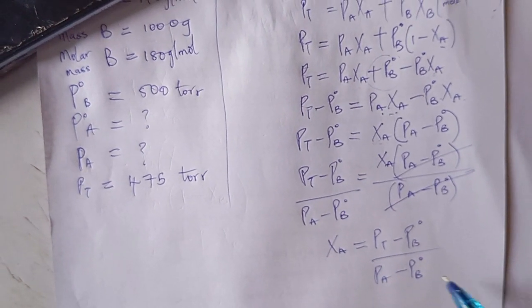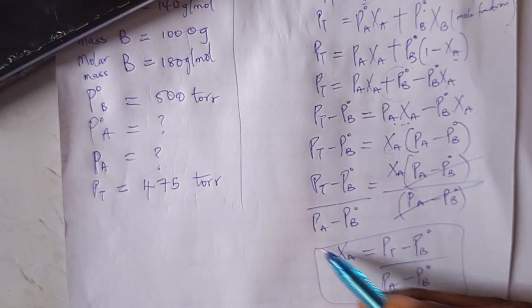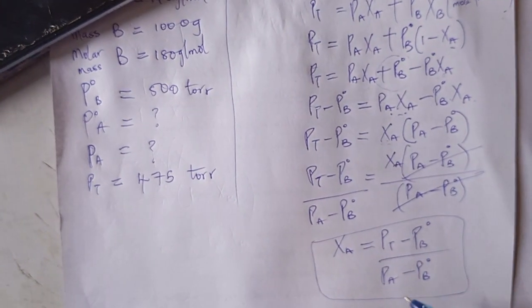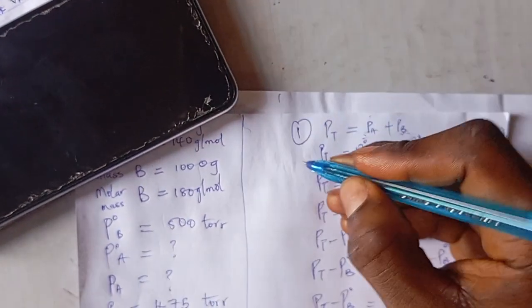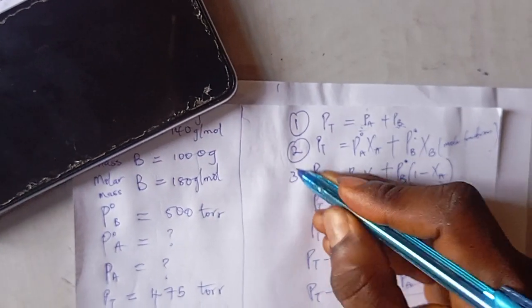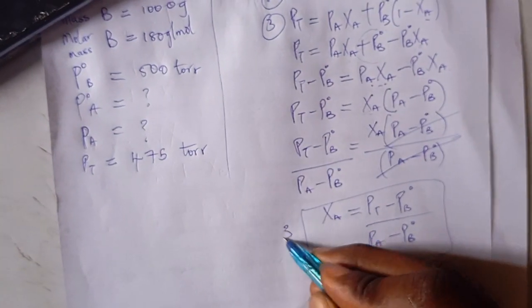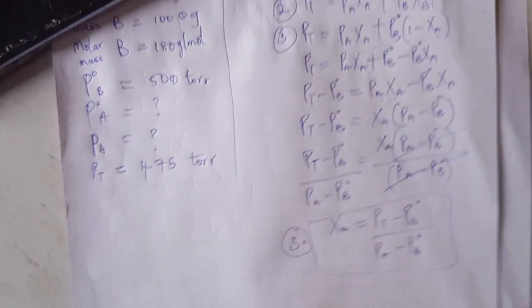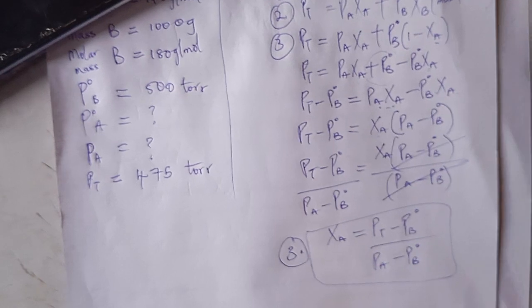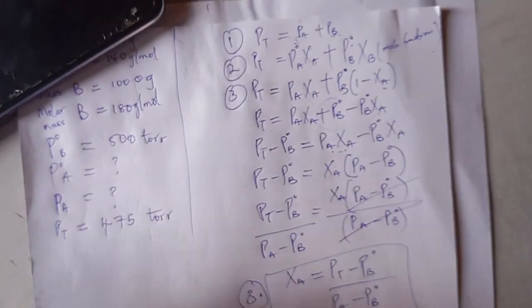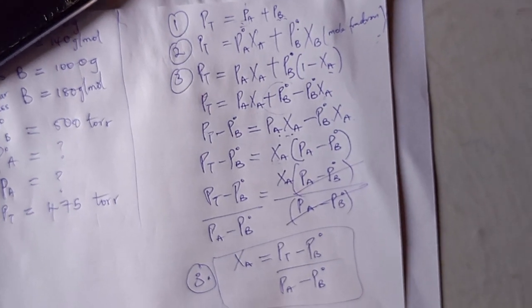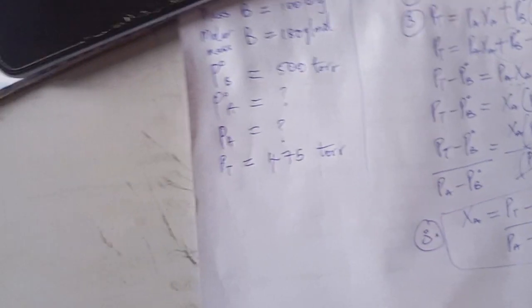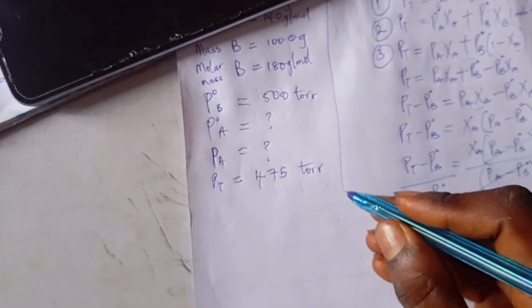So whenever I am given total pressure, given everything, and I'm not given mole fraction, I can use this one as well. So these are the three formulas you can use, 2 and 3. And this 3 is the final product you get from the 3. So these equations, you make use of them. Now that I know this, I can go ahead and see if I can solve this question.